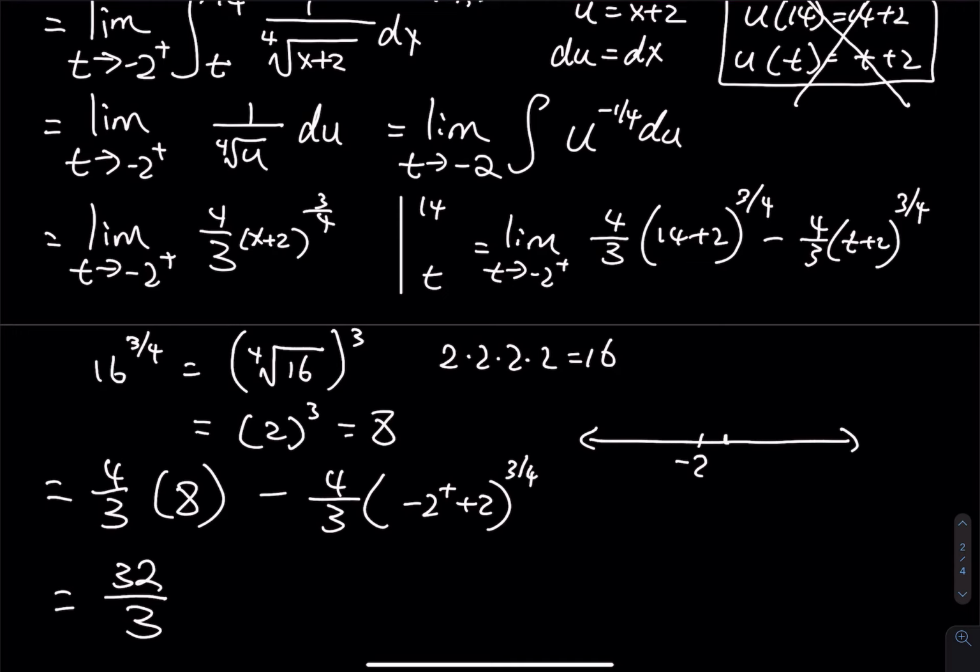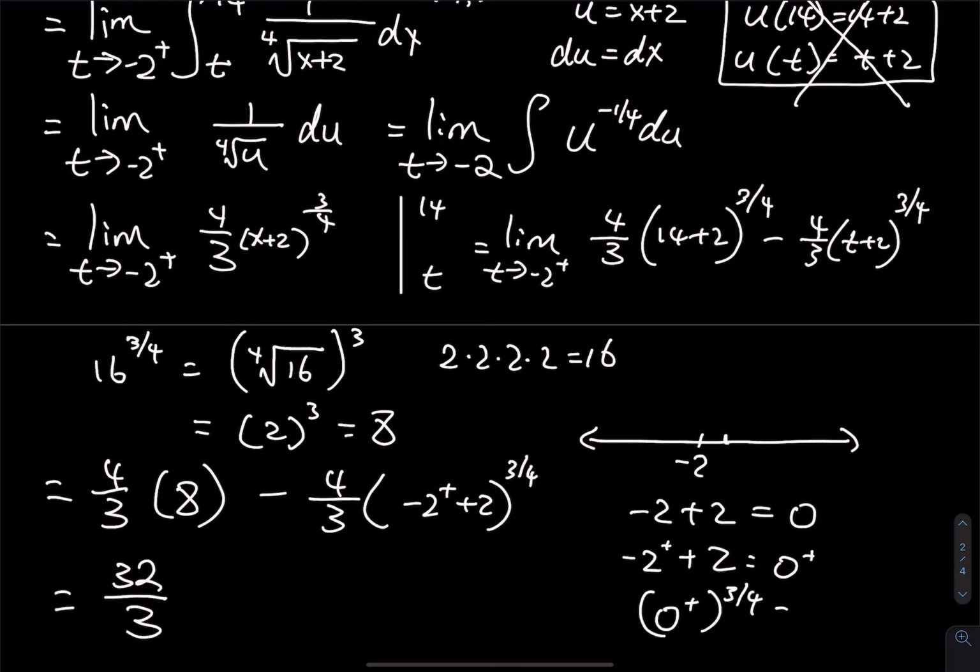If you take that number plus 2, what is that equal to? If you have -2 plus 2, you get exactly 0, right? And what happens if you have -2 a little bit more, plus 2? That means you have a little bit greater than 0. And then if you have 0 plus raised to the 3/4, that is just equal to 0. Therefore, you have 4/3 times 0. So overall, that is equal to 32 divided by 3.